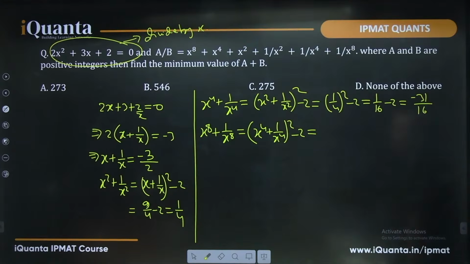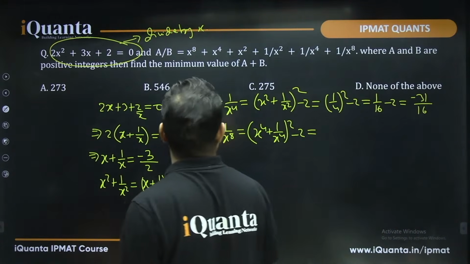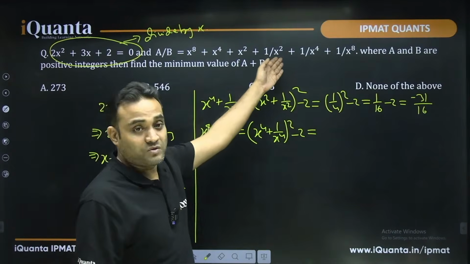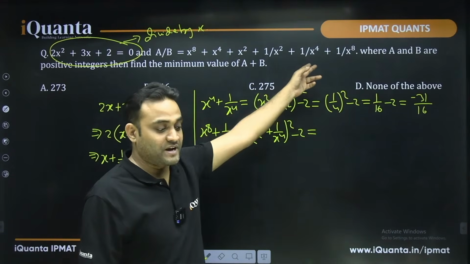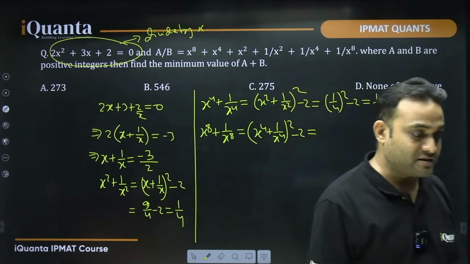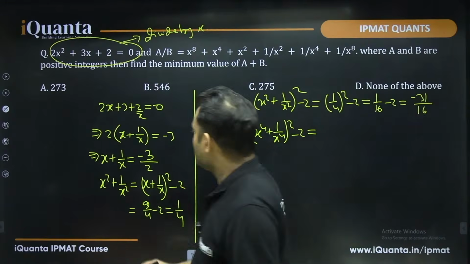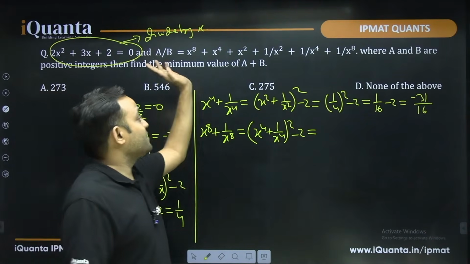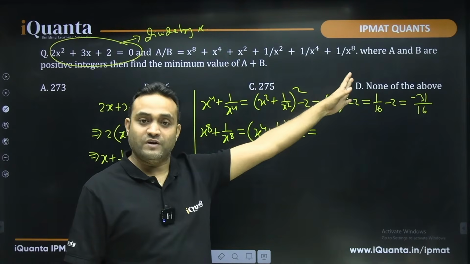Folks, again, if you have practiced algebra questions, then you will surely be able to find it. Here we are finding x square plus 1 by x square, x to the power 4 plus 1 by x to the power 4, x to the power 8 plus 1 by x to the power 8. And if you know x plus 1 by x, then you can find x square plus 1 by x square. If you know one value, you can find the rest of the values, right?